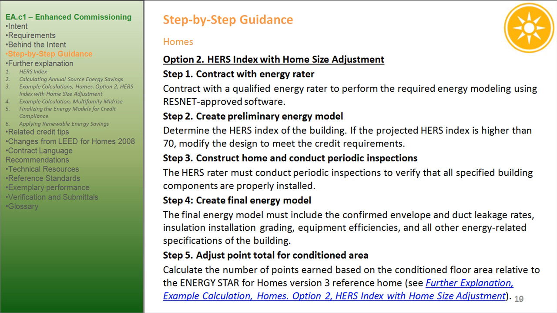Step 5. Adjust point total for conditioned area. Calculate the number of points earned based on the conditioned floor area relative to the Energy Star for Homes version 3 reference home. See further explanation, example calculation, homes. Option 2, HERS index with home size adjustment.